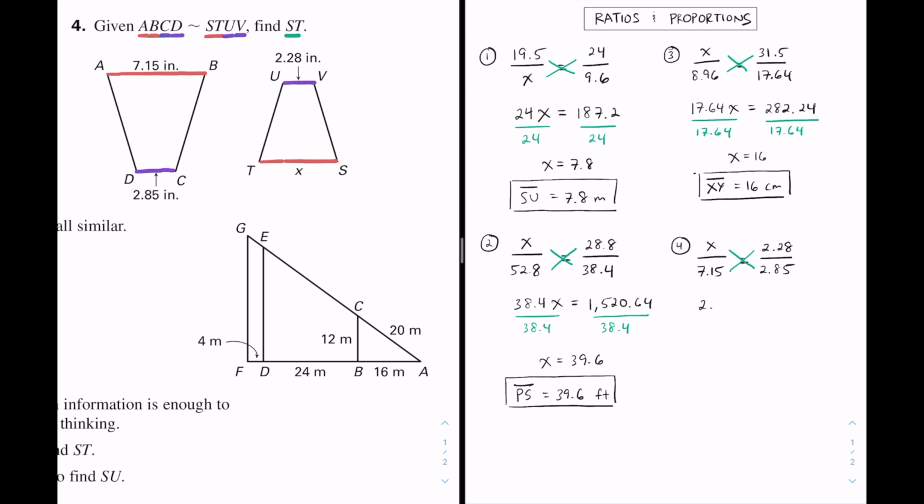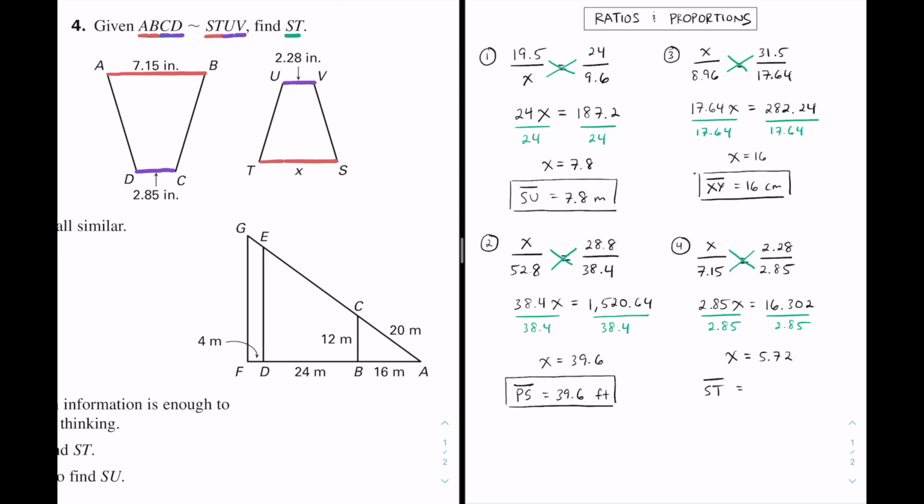So 2.85 multiplied by x is just 2.85x. And for the other cross products, that 2.28 multiplied by 7.15 is going to equal 16.302. And then we can go ahead and divide both sides by 2.85. Those are going to cancel out on the left to make 1. So if I divide 16.302 divided by this 2.85, that's going to equal 5.72. So what was X representing? I think that was segment ST.